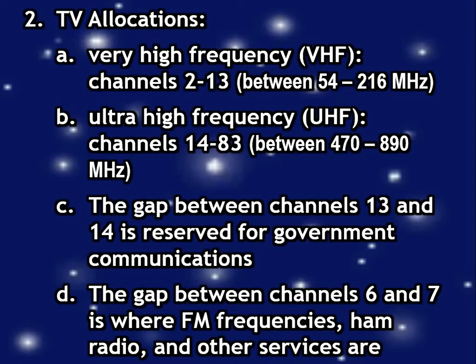One of the things they're trying to do is provide wireless broadband abilities, and that's where some of that TV spectrum is going. The gap that rests between channels 13 and 14, from the end of VHF to the beginning of UHF, that's reserved for government communications. And the gap between VHF channels 6 and 7 is where FM frequencies and ham radio and some other services are.